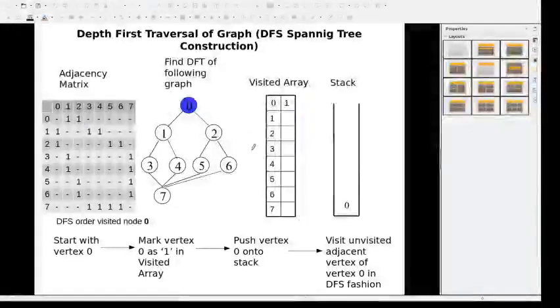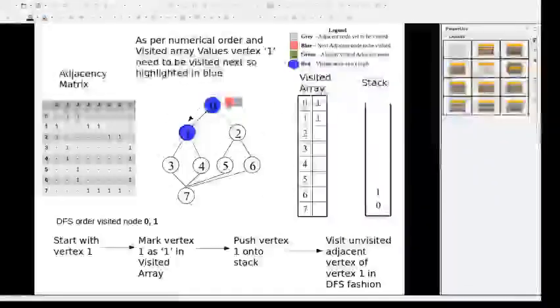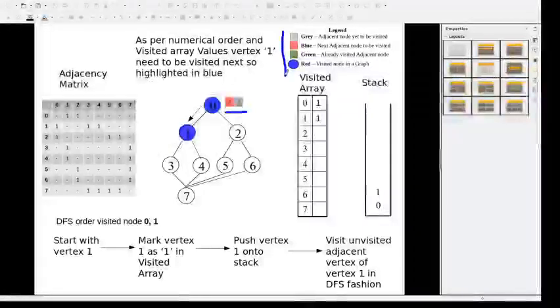In short, I have shown those adjacent vertices just close to the node that I am visiting. And here is the legend, that means the color coding I have used. If the node is marked with a red color, it indicates that it is the visited node in the graph. If it is marked green, it means that adjacent node is already visited. If it is blue, it indicates that it is the next node to be visited, and if it is gray, it indicates that the adjacent node is not yet visited.